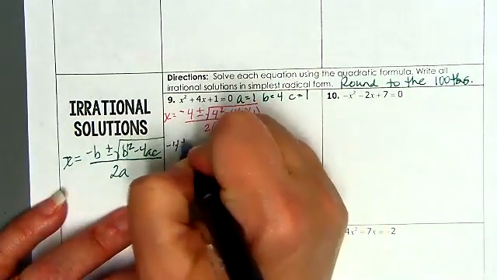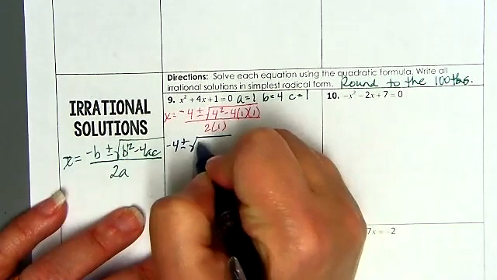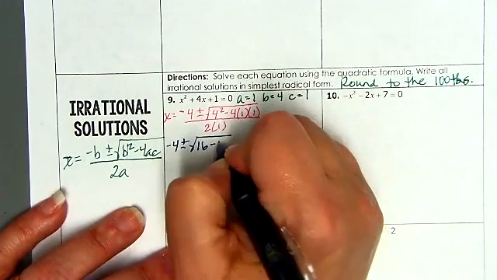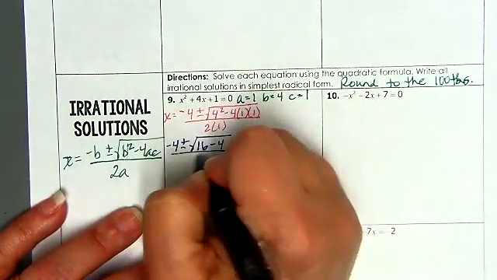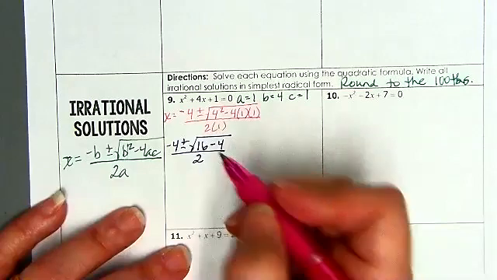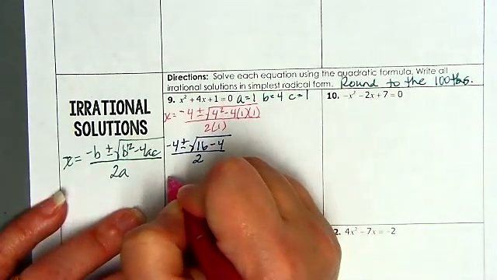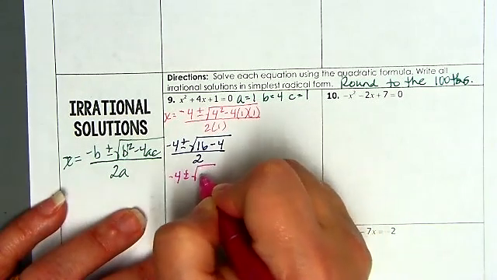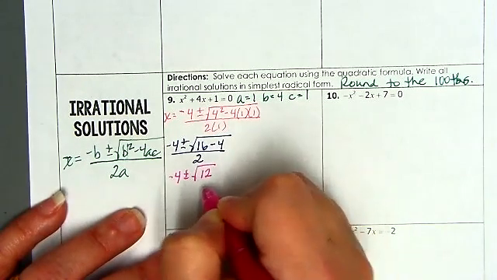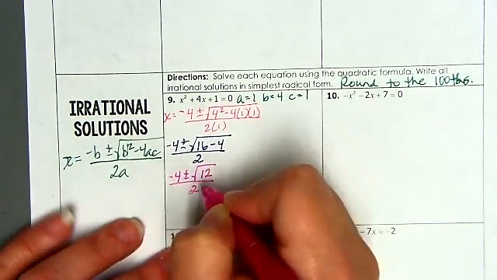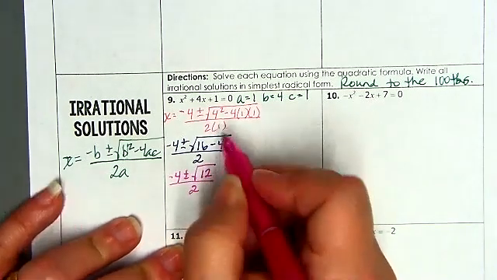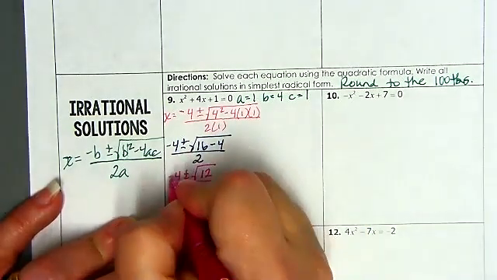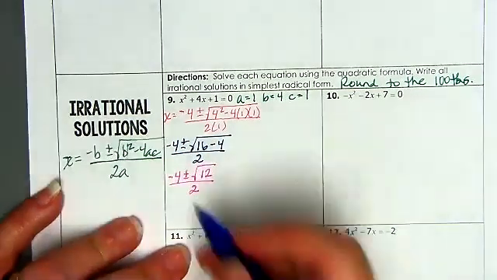I have negative 4 plus or minus the square root of 16 minus 4, all over 2. And I have negative 4 plus or minus the square root of 12, all divided by 2. This is where it becomes different, because 12 is not a perfect square. I can't take the square root of it. That's going to give me an irrational solution. So we split it up.